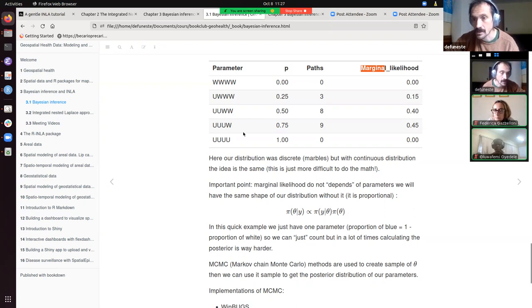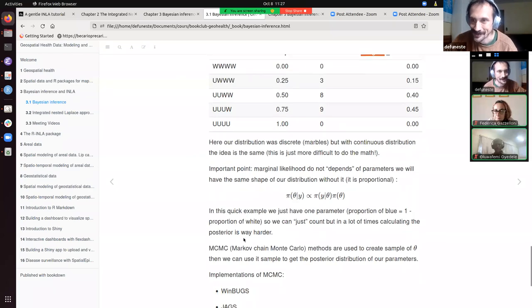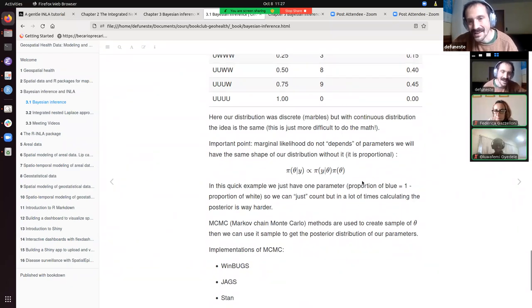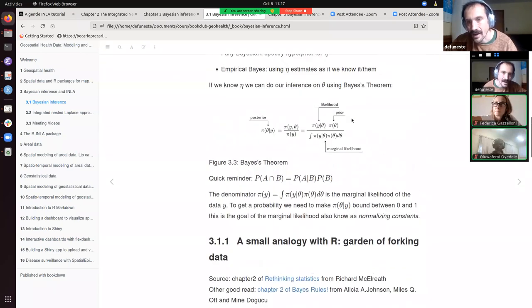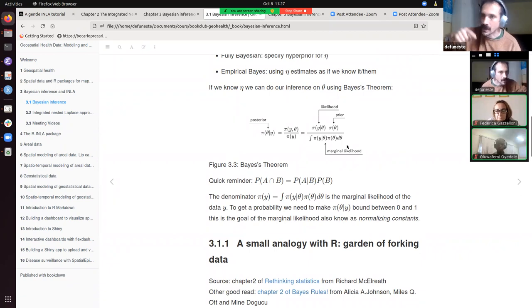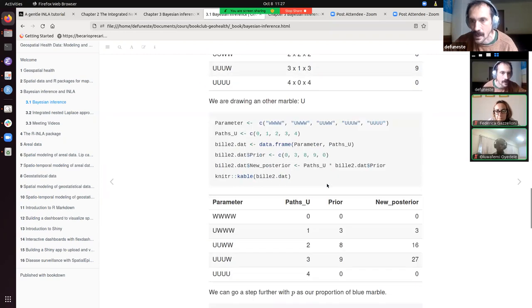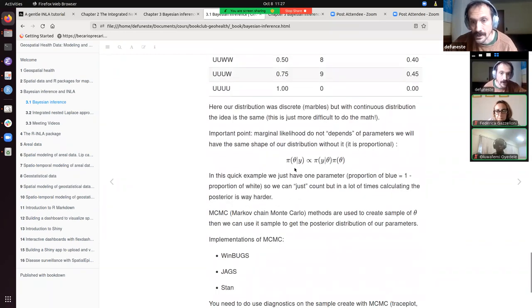That's why it's complicated, because unlike the bag of marbles, you have way more options, and so counting them becomes complicated. That's why you need maths, and that's why it's sometimes difficult to understand. With these parameters, integrating is like a sum, but if you have more than one, you start to integrate a lot of complicated stuff and it becomes super complicated. That's why people use simulation through Markov chain Monte Carlo to generate samples that are close to this distribution of the parameters. That's what we want to know.